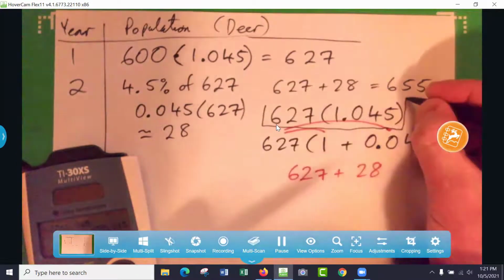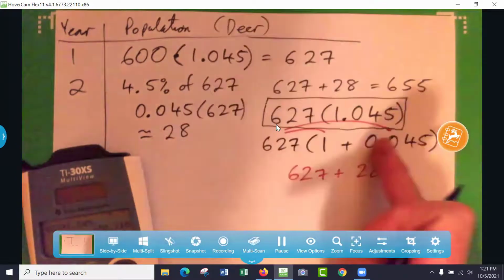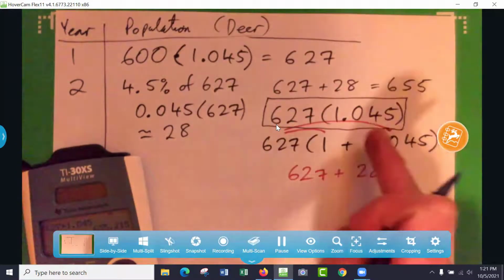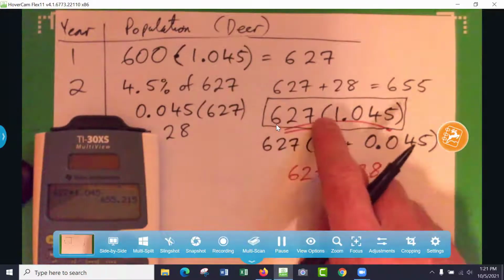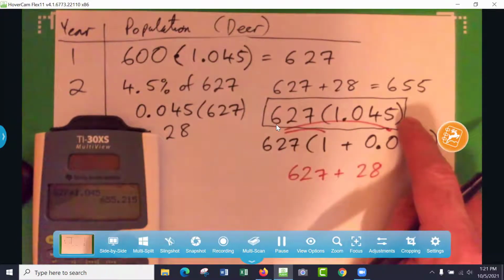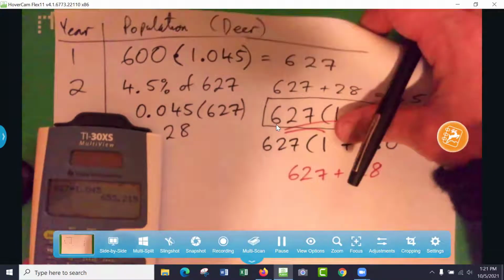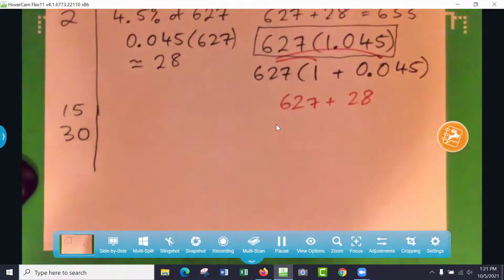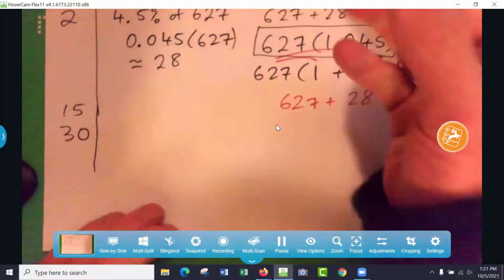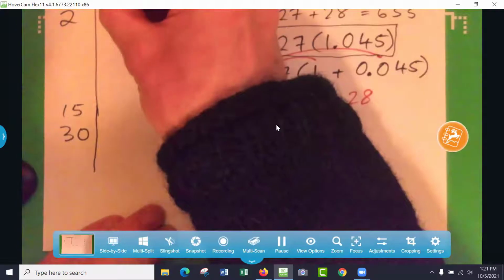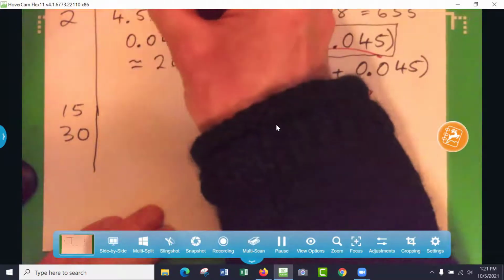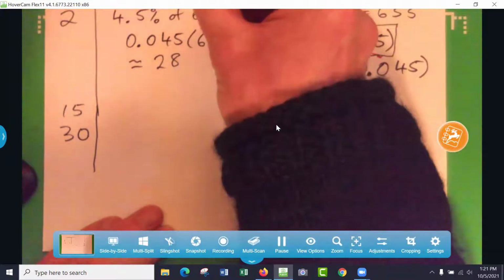So we all agree that this works for the second year. Does that make sense? We all okay with 627 times 1.045? Yes. Okay, so we're clear on that. But the cool thing is, hold on a second. 627. Look at that. We just decided, and I hope you all wrote this down, that 627 is 600 times 1.045, isn't it?